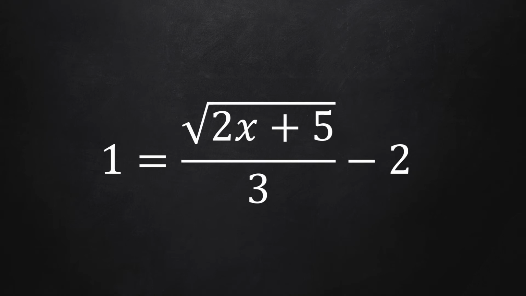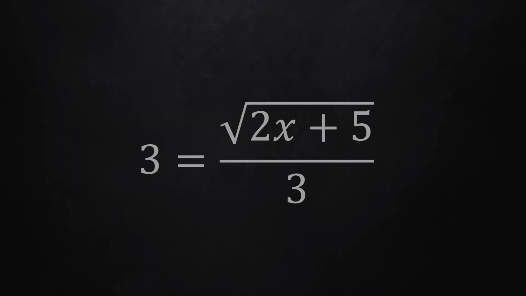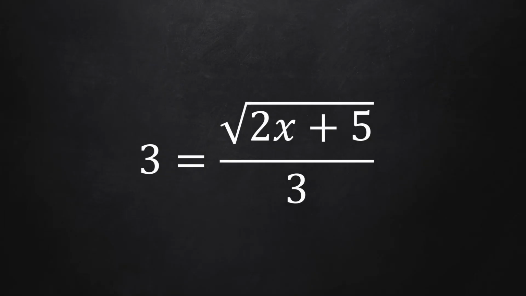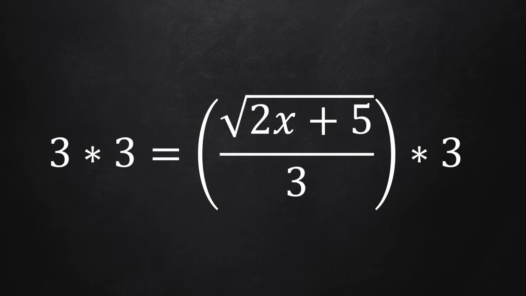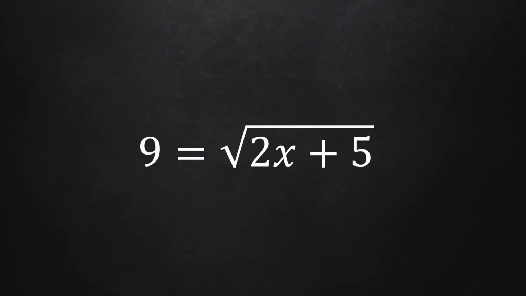Oftentimes we have to perform multiple operations on a given equation. We want to take the path of least resistance here, so let's add 2 to both sides. Now let's multiply both sides by 3. Now let's square both sides.